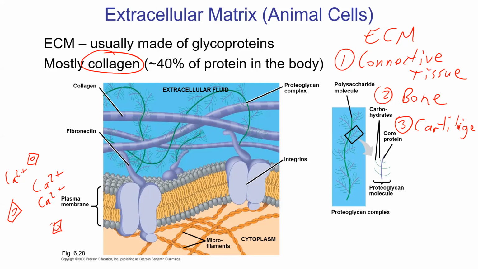Cartilage is similar to bone. It's not as hard, it's a lot more flexible, and the cells are actually closer together. So you have cartilage in your ears, and in the tip of your nose, in places like that. They're a little bit firm, but not bone firm.